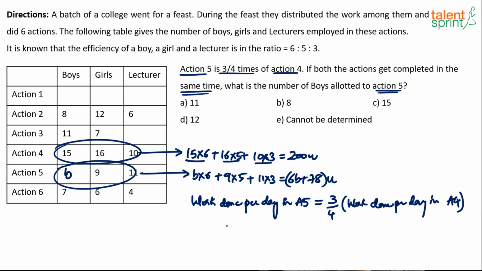6B plus 78. So 6B plus 78 should be equal to 3/4 of work done in action 4 per day, which is 200. That's it. So from this, can you not find out the number of boys? This is 150. 150 minus 78 is 72. So 6B is 72, which implies B is equal to 12. So we can say that 12 boys will be employed in action 5 to get the answer.